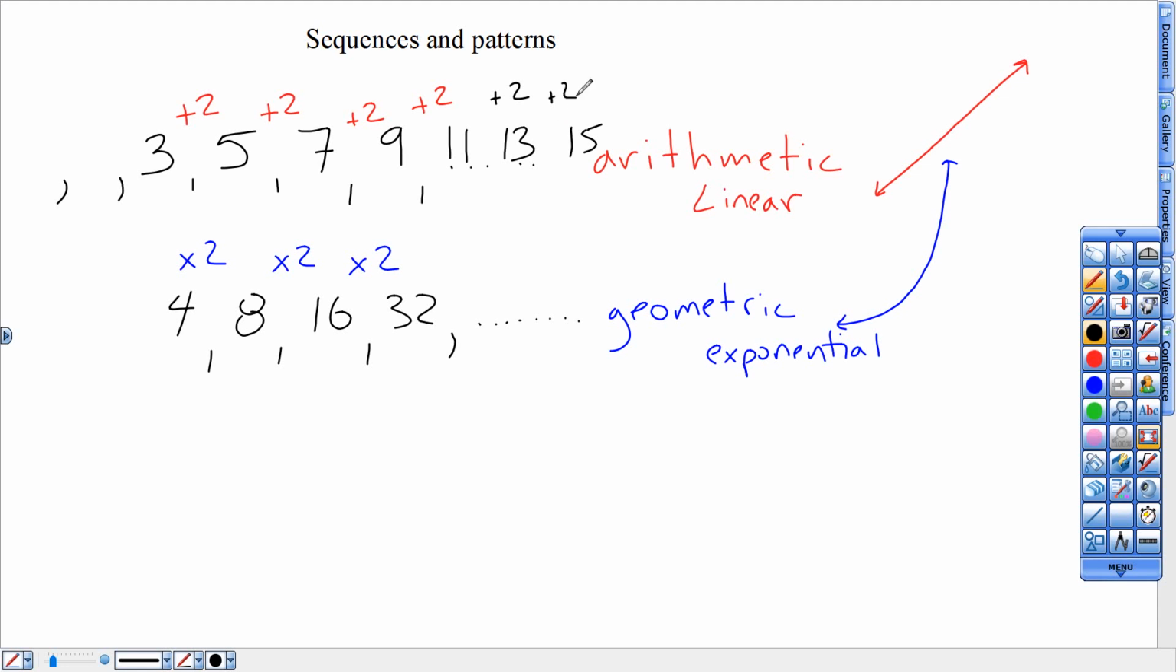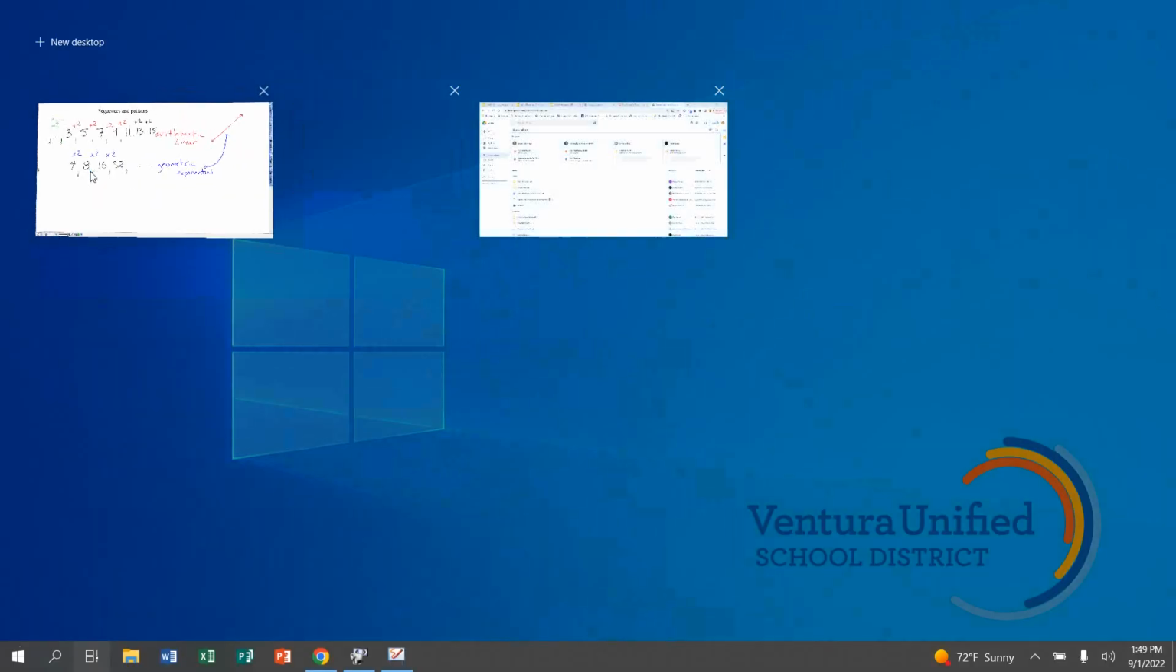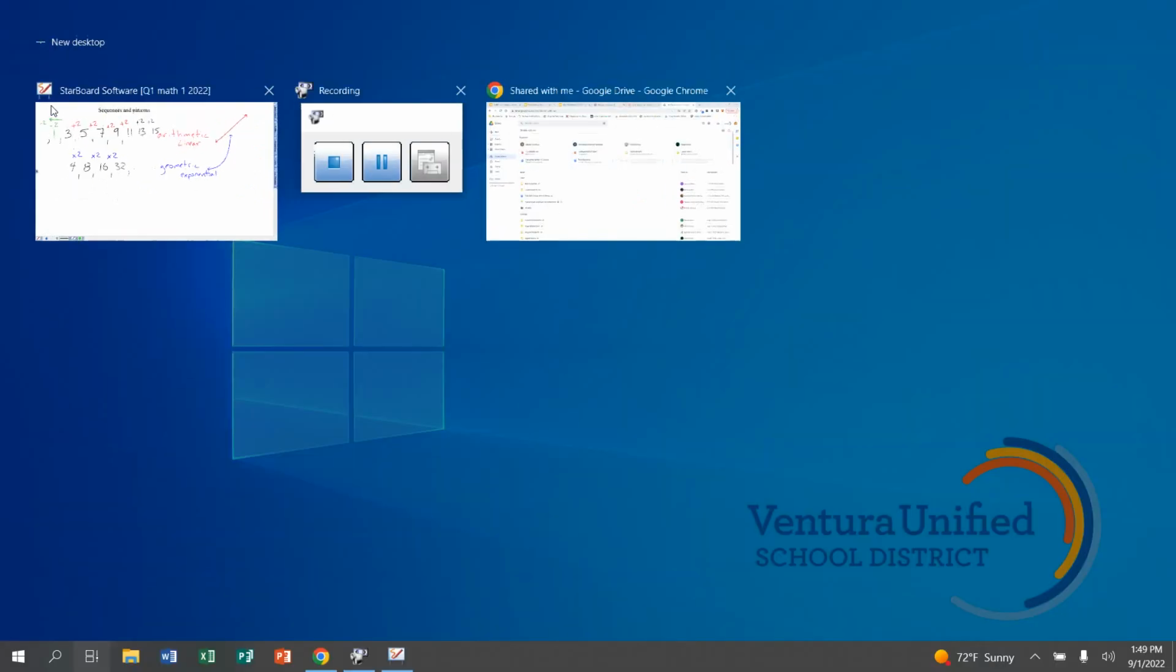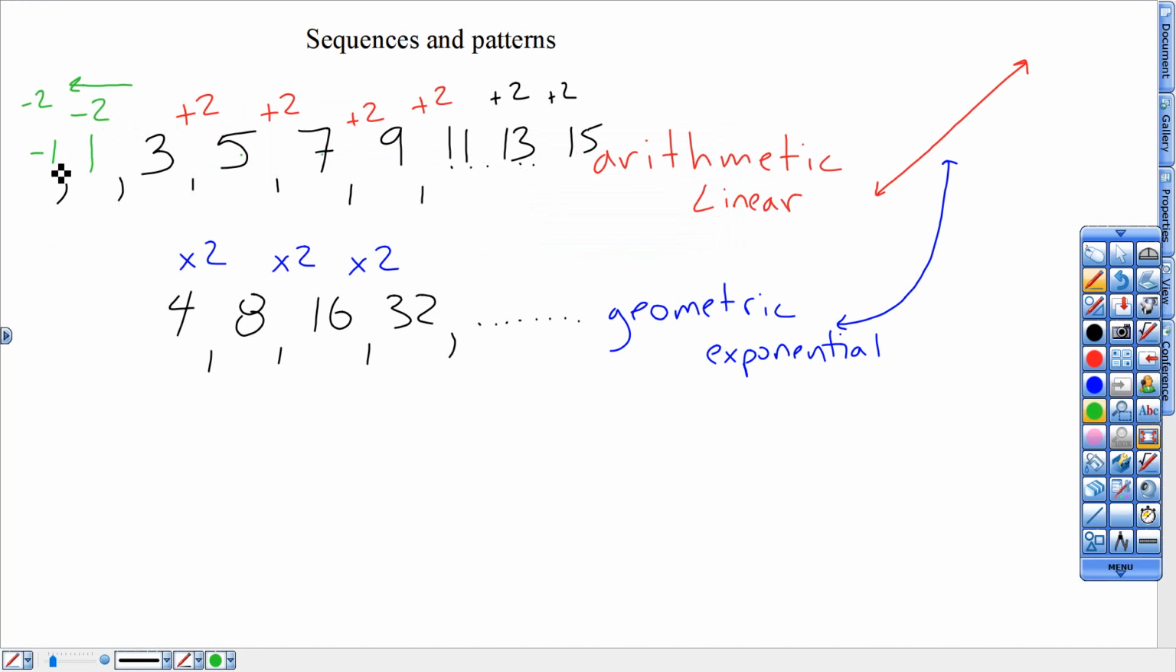But know when you're going to the left, you're doing the opposite. Going this direction, the opposite of adding 2, subtracting 2. And again, that makes sense. 7 minus 2 is 5. 5 minus 2 is 3. 3 minus 2 gives me 1. 1 take away another 2 gives me negative 1. So I could go either way on my sequence. And of course, that makes sense. Because if I have negative 1 plus 2 gives me 1. 1 plus 2 gives me 3.